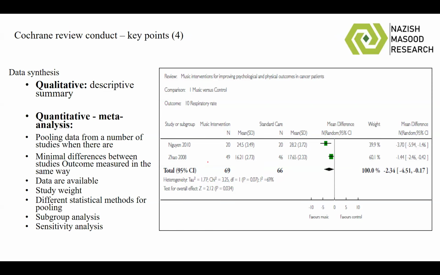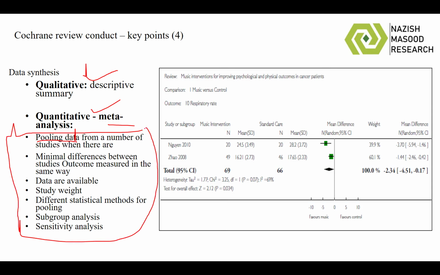The Cochrane reviews have a data synthesis which can be qualitative, and they can also be quantitative. In quantitative, they do meta-analysis in which we first do pooling of data. We will do all of this tomorrow and day after. We first pool the data, then we look at minimal differences between studies, we look at outcomes. We apply weights to different studies. We do subgroup analysis and we do sensitivity analysis.